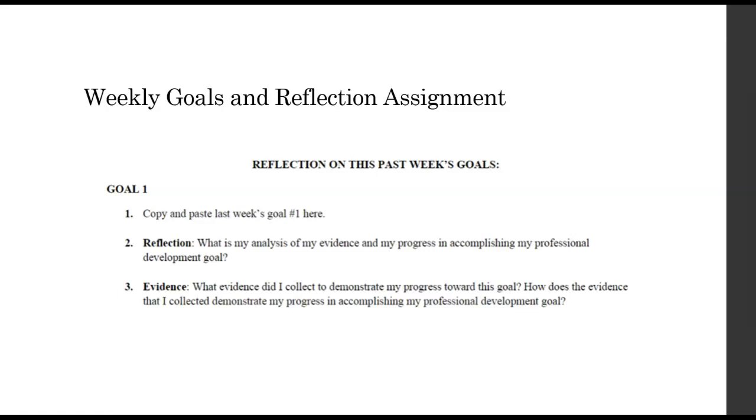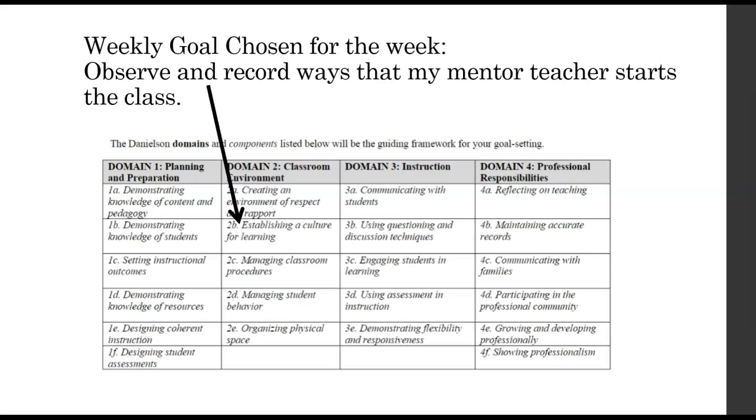First of all, this is what your weekly goals and reflection assignment looks like as you are thinking about the past week's goals. And it has these three questions. The first one, of course, is what weekly goal you chose from last week. So, for example, I chose the goal, observe and record ways that my mentor teacher starts class.